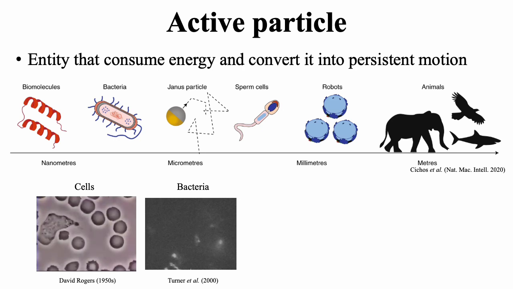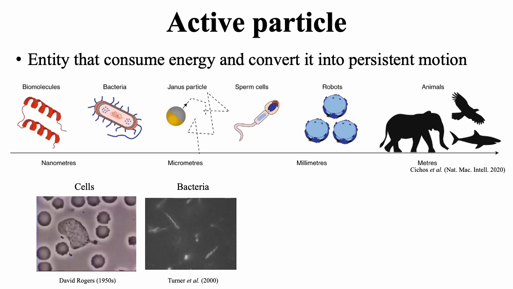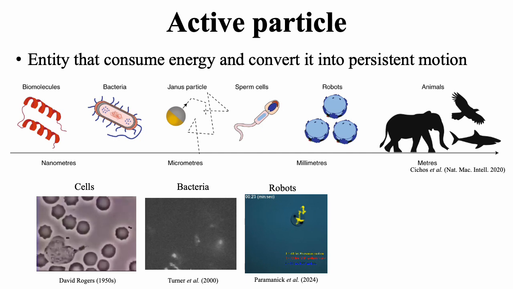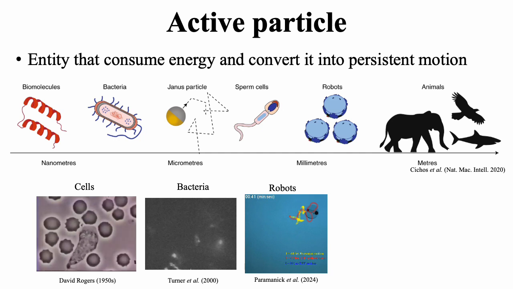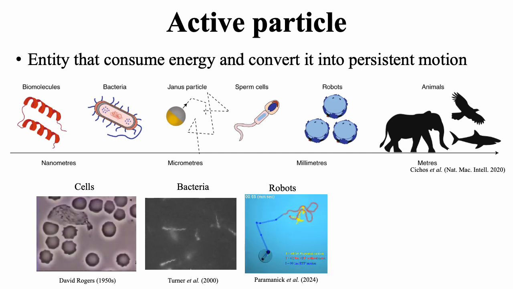There are not only living systems that are active, you can also have synthetic active particles. An example is a mobile robot. As you see in here, the robot is persistently moving and then changing directions. So it is an example of a synthetic active particle.